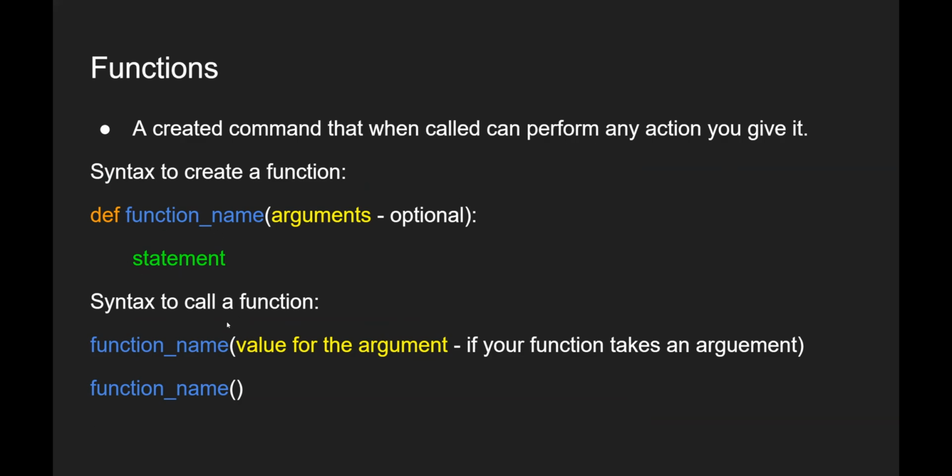So the syntax to call a function. This is creating a function, and then if we want the function to operate, we have to call it. So we'd say function name, and then in parentheses the value of the argument. But if we didn't give an argument for that function, we'd say just the function name and then empty parentheses.